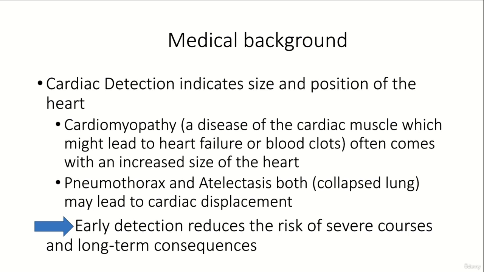When predicting the location of the heart via a bounding box, we get an indicator of its size and position, which can provide information about numerous diseases or symptoms. One prominent example is the cardiomyopathy, a disease of the cardiac muscle, which might lead to heart failure or blood clots. A very common symptom for this is an enlarged heart, or to be precise, left ventricle and atria, which can be observed in a chest X-ray image.